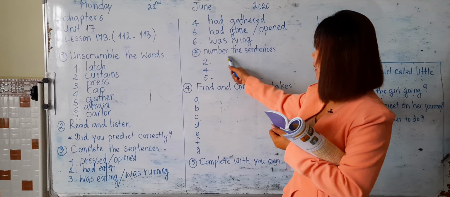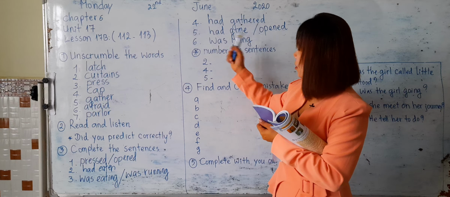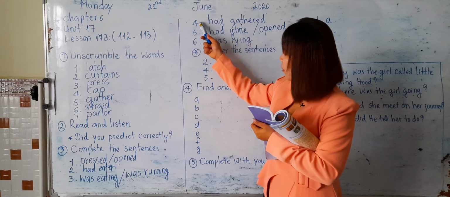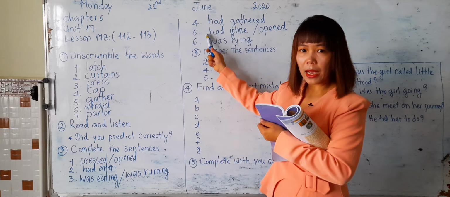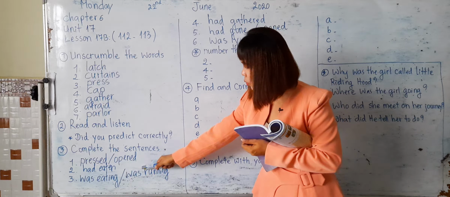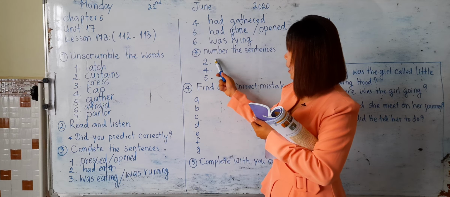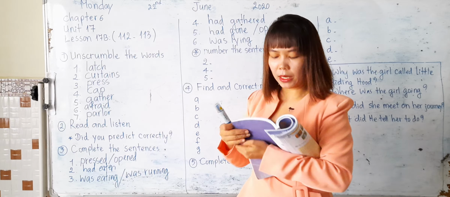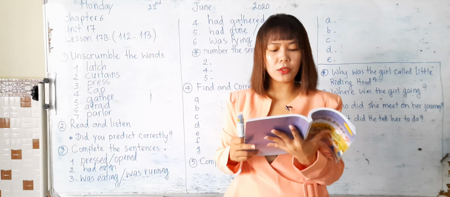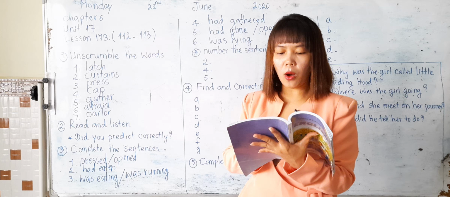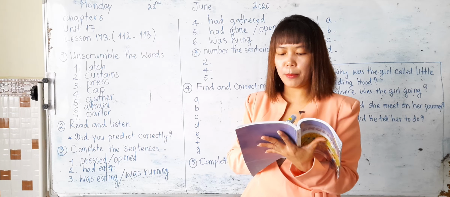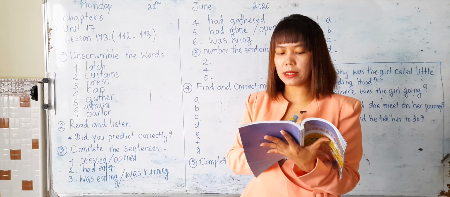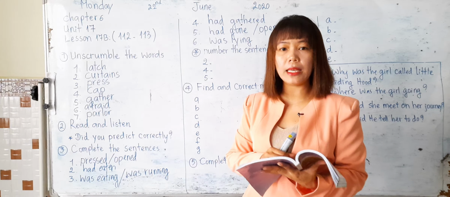Next, number the sentences. Everyone look at number 2, number 4, and number 5. Sentence number 2, number 4, and number 5. Look at the sentences together and number the sentences again. Okay, number 2: he walked inside and immediately ate her up, for it had been more than 3 days since he had eaten.